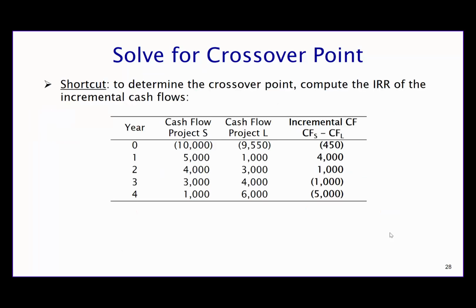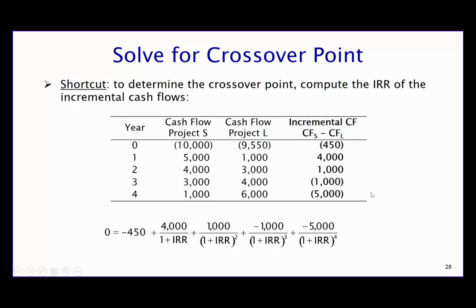The shortcut for determining the crossover point is to compute the IRR of the incremental cash flows. So I've written up the cash flows for S and L, and then I've formed a fourth column, if you will, for the incremental cash flows. I took the cash flows for S minus the cash flows for L. You can do it the other way around, doesn't matter. You can do cash flows from L minus cash flows from S. So I wind up with negative 450 if I take negative 10,000 and subtract negative 9,550, 5,000 minus 1,000, 4,000, and so forth. Notice it changes sign. And I get these incremental cash flows.